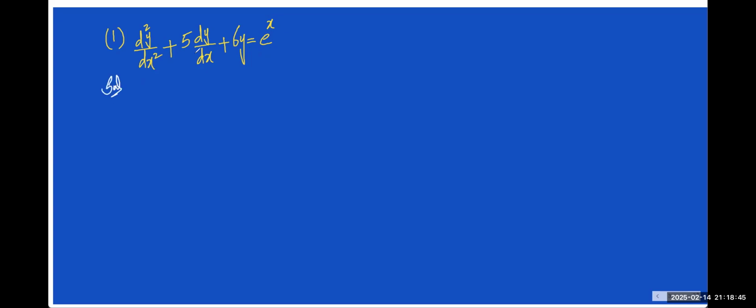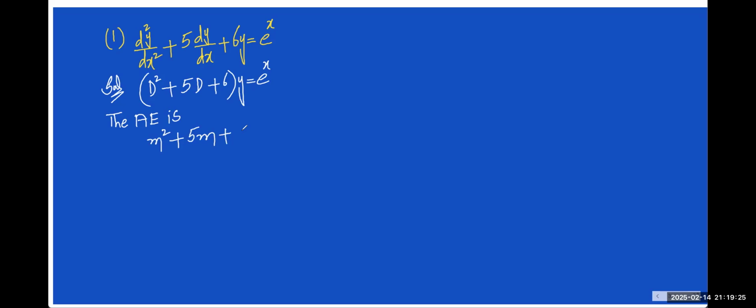We have already learned how to get the operator form of this. So no need to mention, you can directly write down D square plus, come on, I want the answer from your side right now, 5D plus 6 into y is equal to e power x. Is that okay? Yes, sir. And the next step is, replace D with M, that is called the auxiliary equation. You have to compulsorily mention m square plus 5m plus 6 is equal to 0.